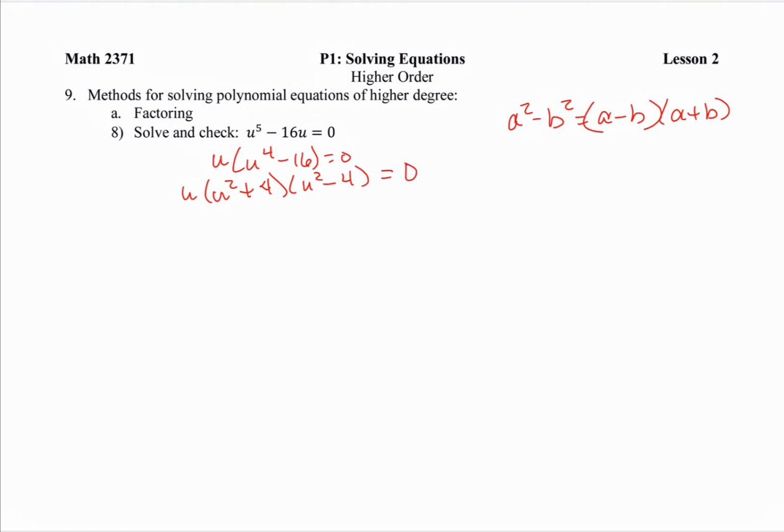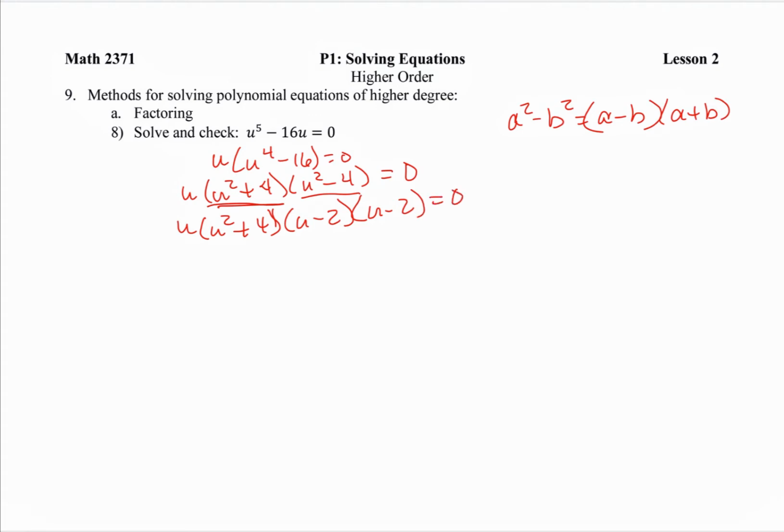Now, u squared plus 4 is prime, so it can't be factored anymore, so we're done with it. But u squared minus 4 can be. So, again, we're going to use the same factoring rule, and so we get u times u squared plus 4, and then we get u minus 2 times u plus 2.